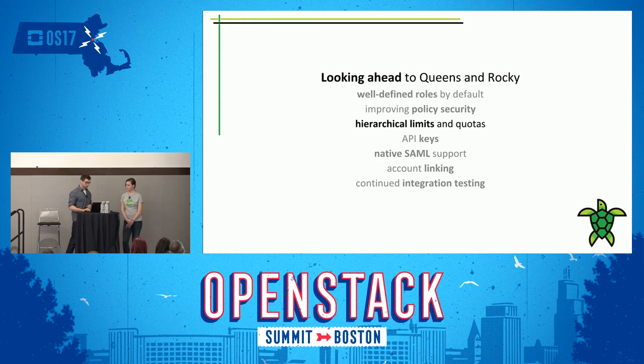Go check it out. Another thing that I kind of touched on with the Pike release is hierarchical limits and quotas. This is really going to set things up for services to consume this information in a release or two and really smooth out a lot of the quota usage across OpenStack, which is another big problem that's OpenStack-wide that we can focus on and kind of help enable other projects to make it better.